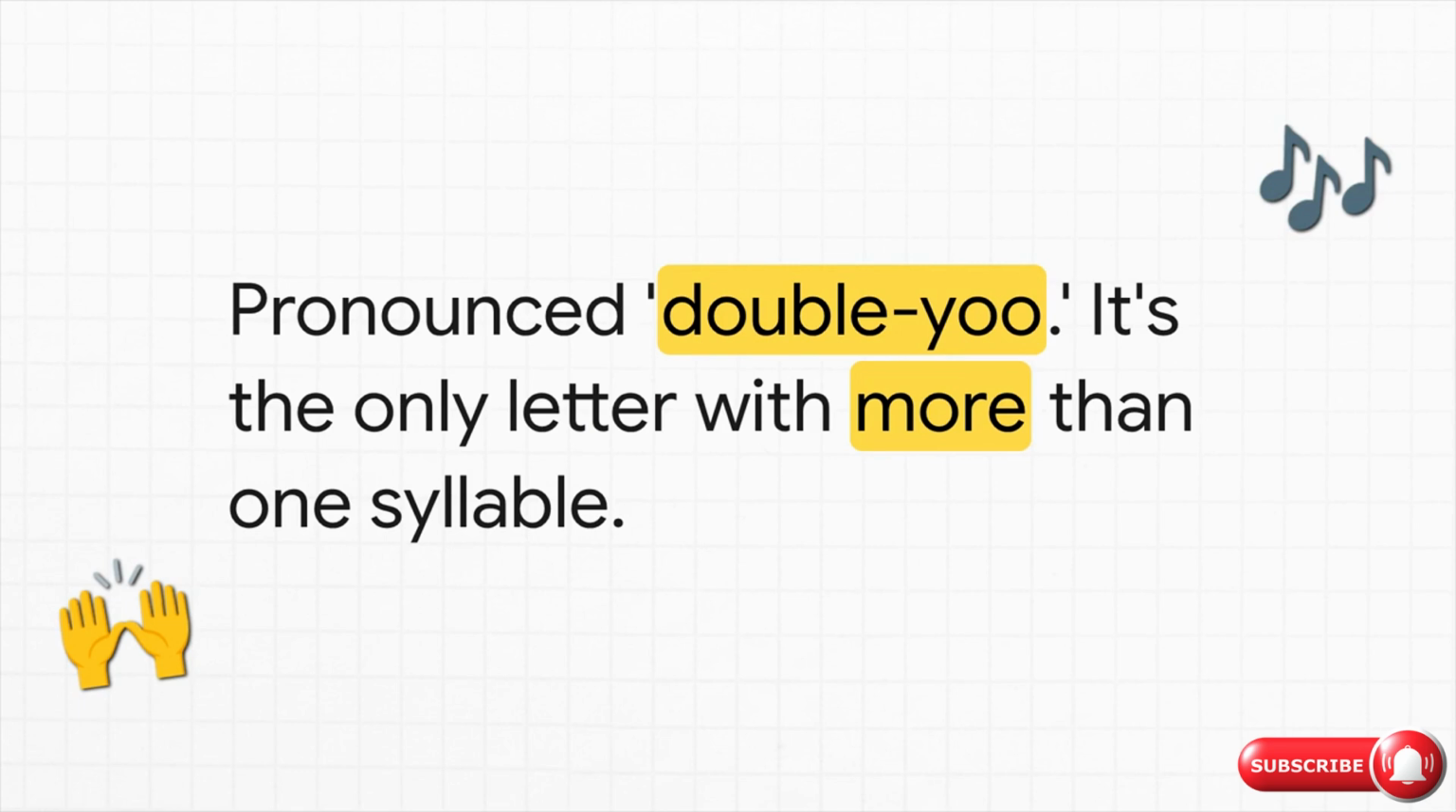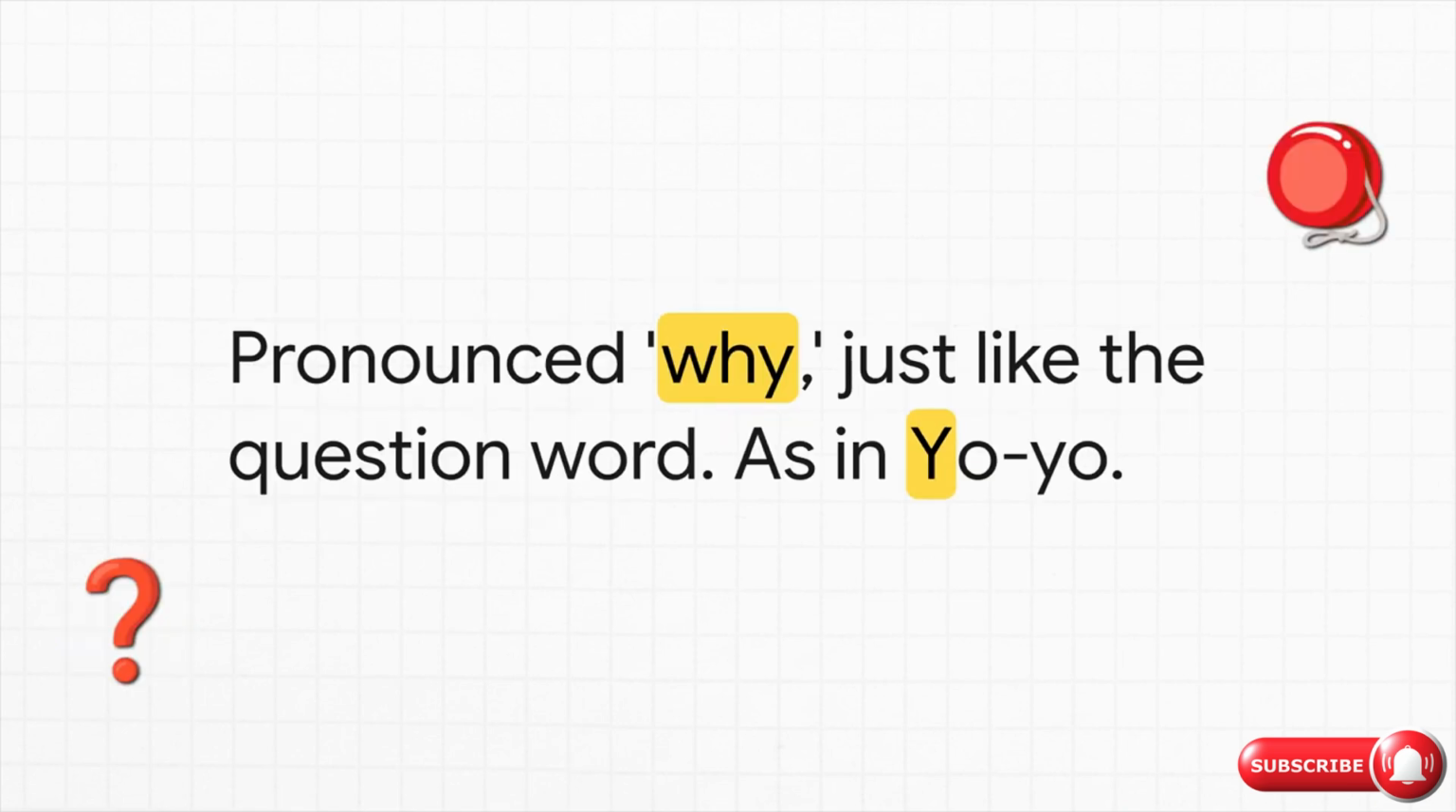Now for a really interesting one, W. Its name is literally W. It's the only letter with more than one syllable, and it's cool because the name perfectly describes what it looks like, two U's put together. And finally, we have the letter Y, which is pronounced just like the question word, why.